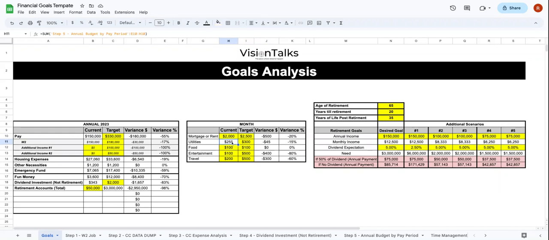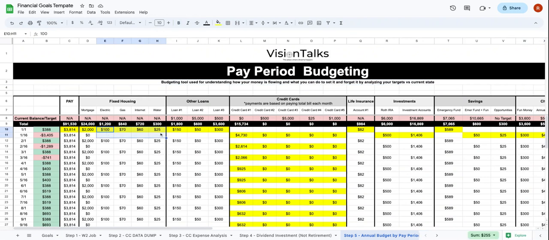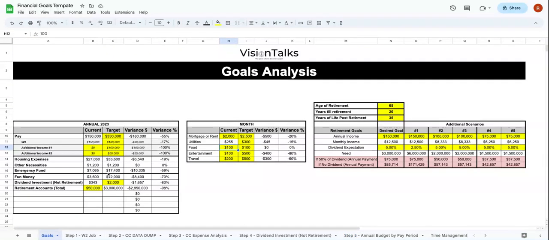In this utilities tab, this is summing up from the budget tab. So like your water, let's actually go over there, budget tab. It's summing up from here. So your electric, gas, internet, water, etc. These things are coming from here. So going back to the goals, emergency fund. So other necessities, you have food.